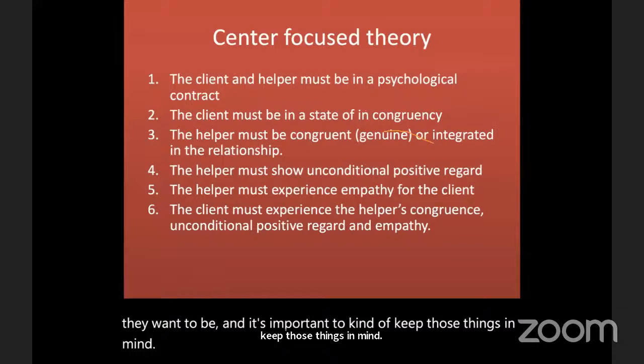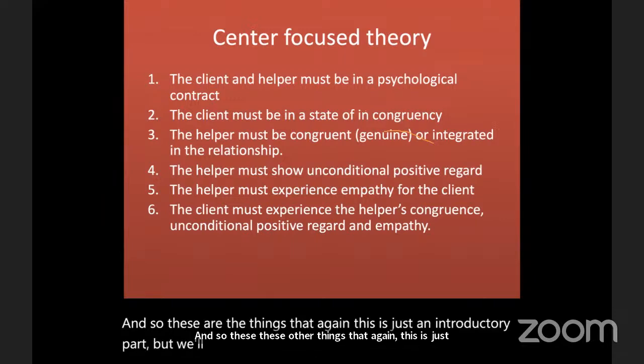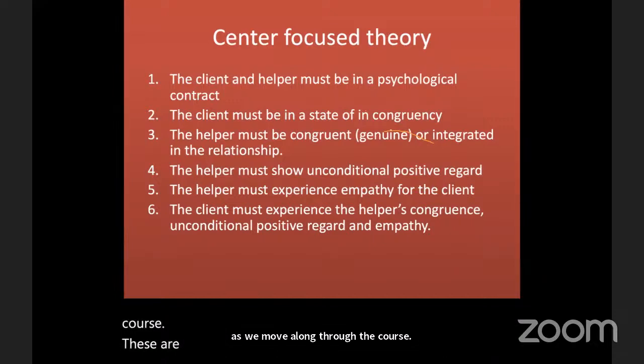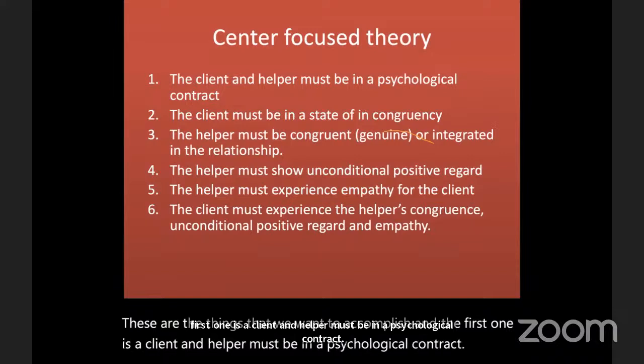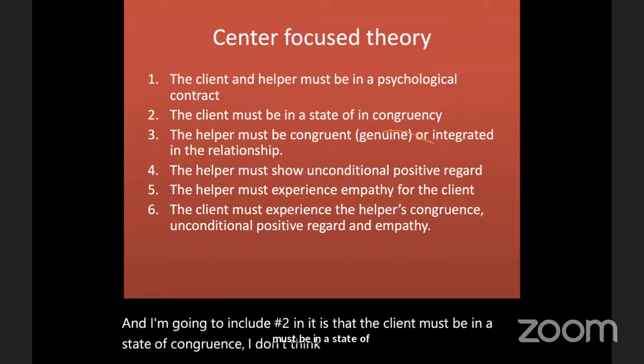And so these are the things that, again, this is just an introductory part, but we'll build on these skills as we move along through the course. These are the things that we want to accomplish. And the first one is a client and helper must be in a psychological contract. And I'm going to include number 2 in it, that the client must be in a state of congruency. I don't think that word "in" should be there.